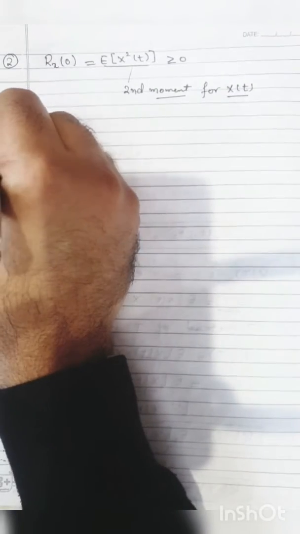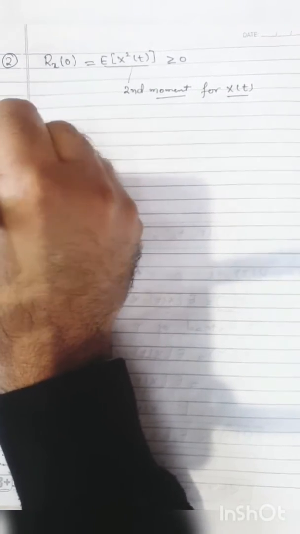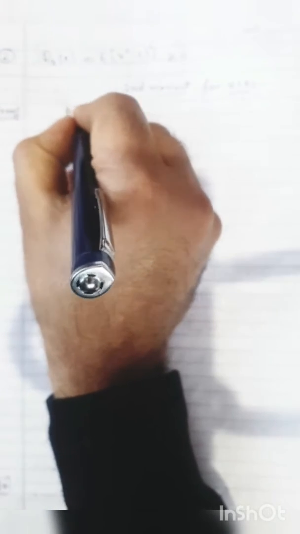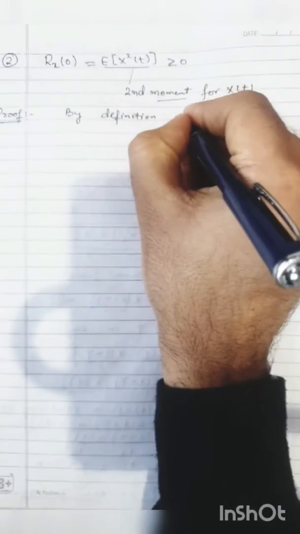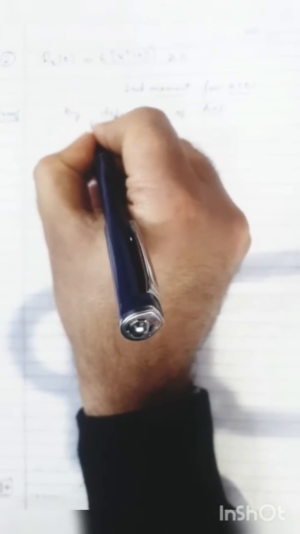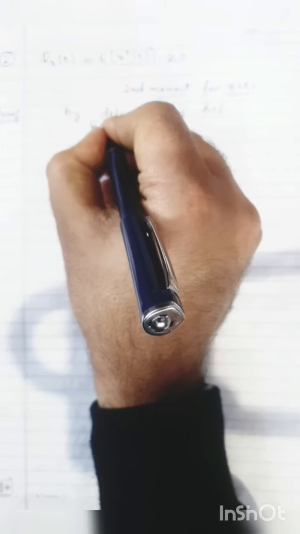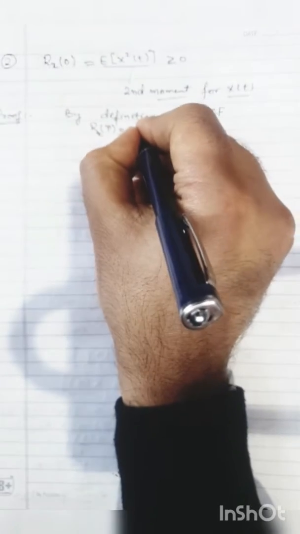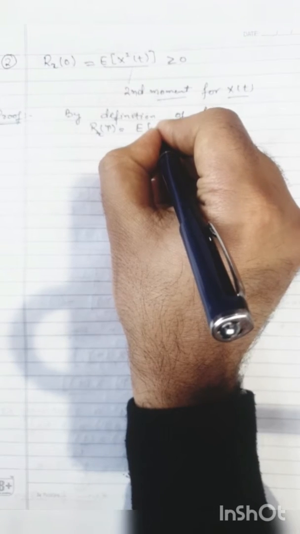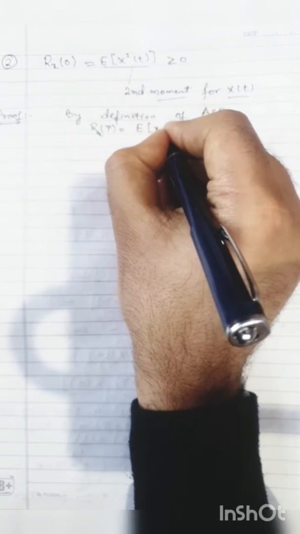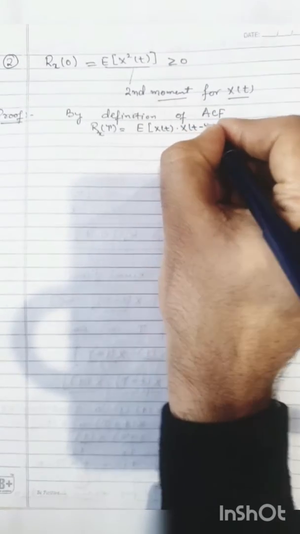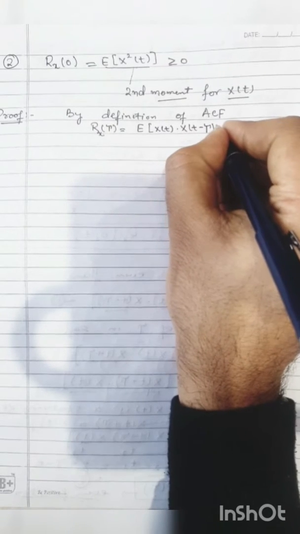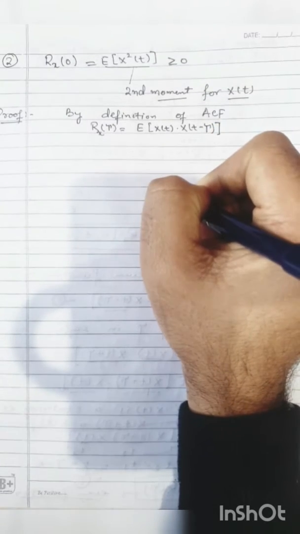So, proof for the same. By definition of the autocorrelation function, we know that R_x(tau), R or R_xx, one and the same notation, is equal to the expectation of X(t) into X(t minus tau).